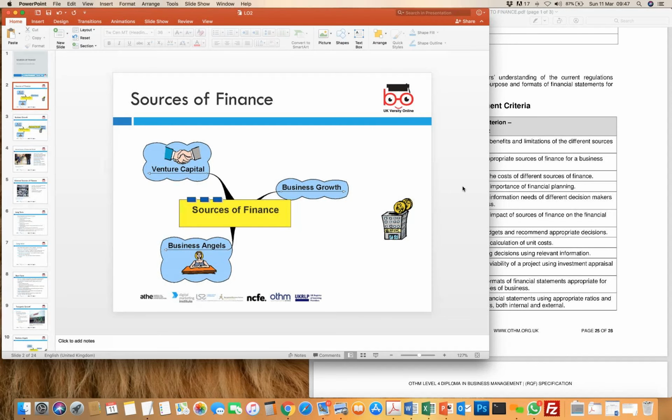Okay, good stuff. So broadly speaking, some areas of finance that we look at from a business perspective would be when you require finance for business growth, that means you're looking at expanding your business. Sometimes when you look at sources of finance, we also look at investment coming into the company, and that investment would be something called venture capital.